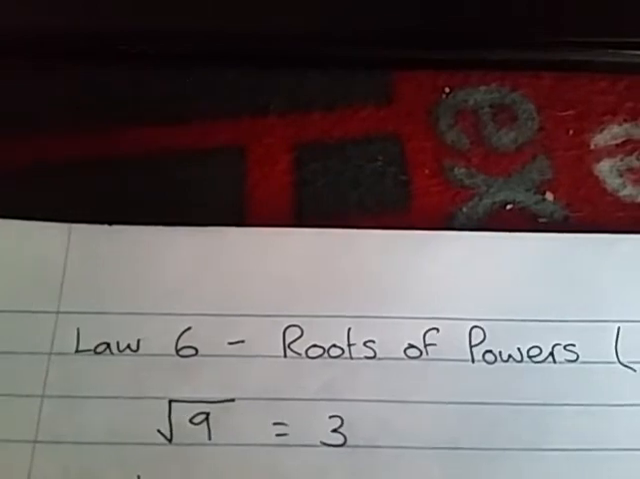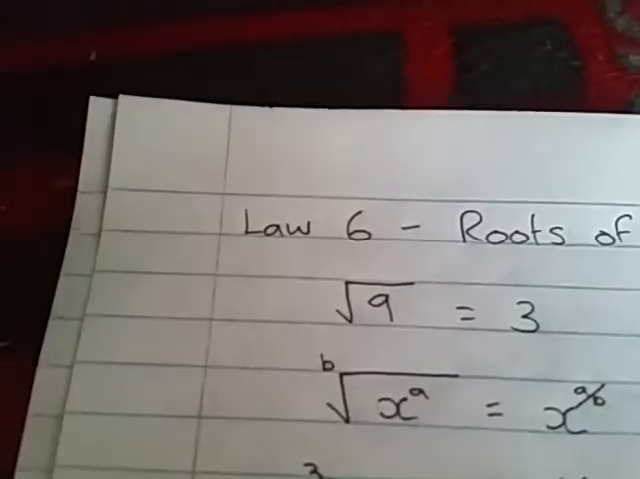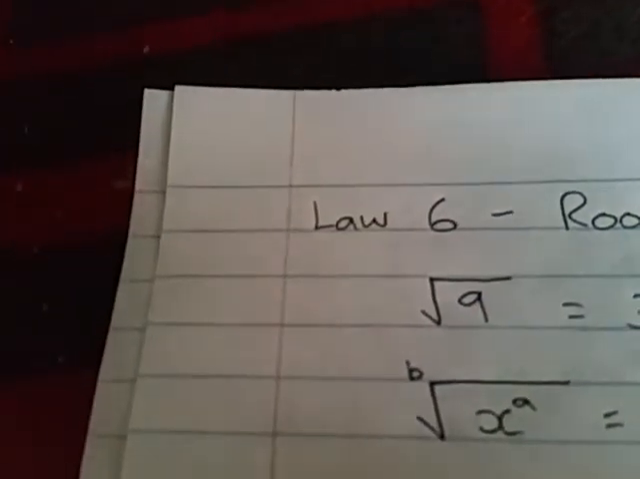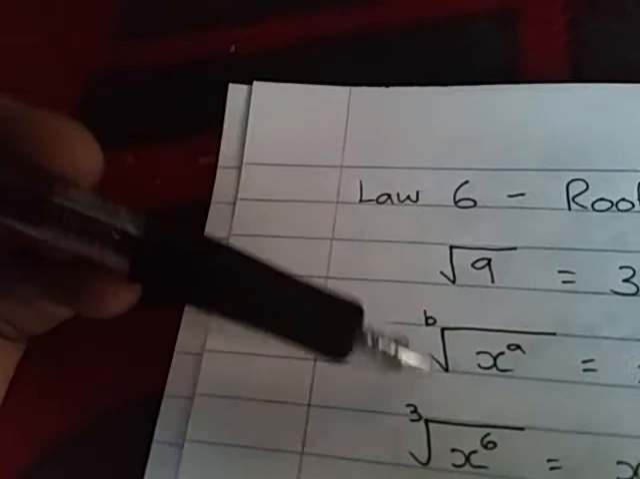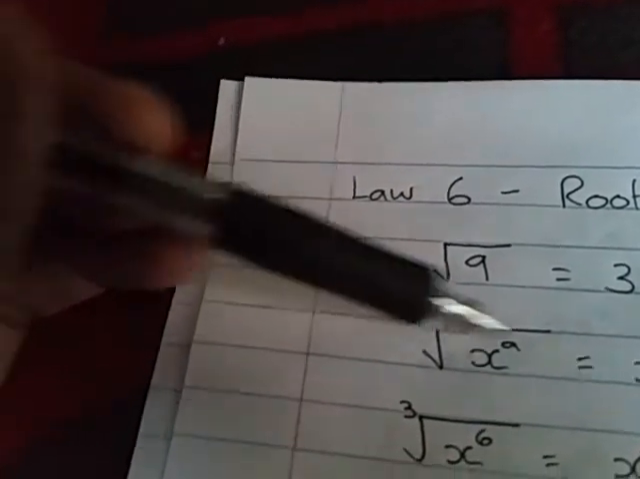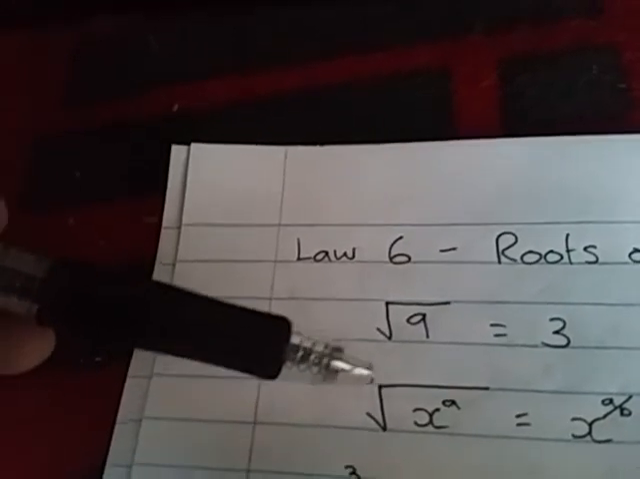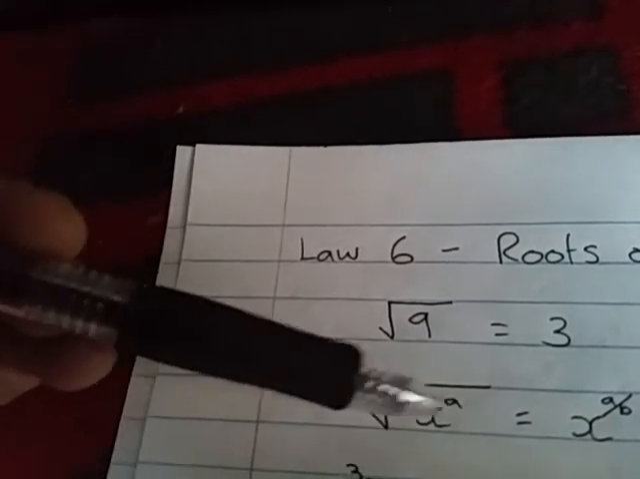Now, how does this work with algebraic expressions? So what happens here is you may have, for example, the bth root. That's what this represents. You could have the second root, the third root, but in this case it's the bth root of x to the a.